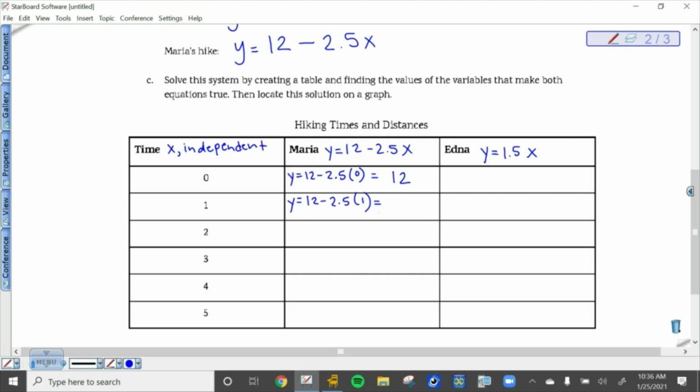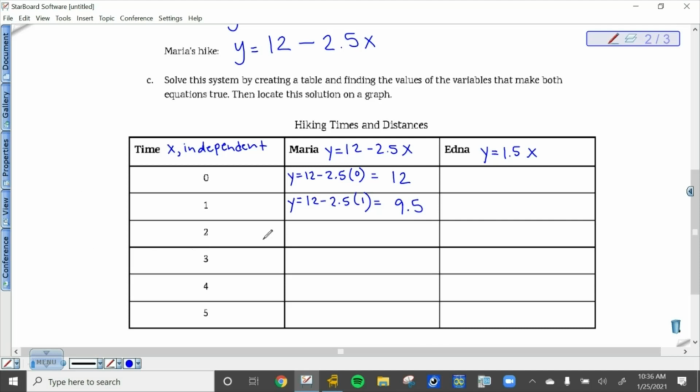What's 2.5 times 1? 2.5. Now what's 12 minus 2.5? 9.5. Okay. So we know she's going 2.5 miles per hour, and she's starting 12 miles away from the trailhead and walking toward the trailhead. That means after walking for an hour, she'll be 9.5 miles from the trailhead. She'll be 2.5 miles closer.